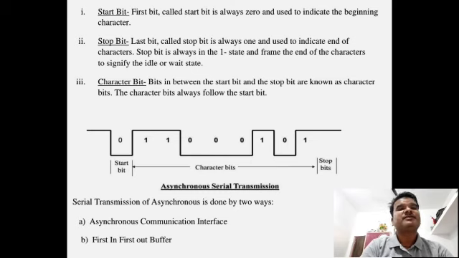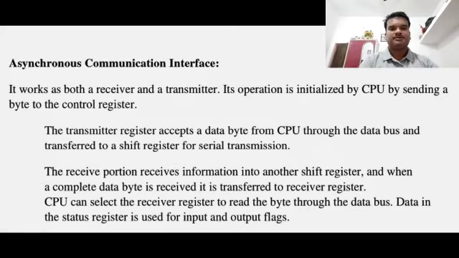Serial transmission of asynchronous data is done in two ways. First is the asynchronous communication interface and the second is the FIFO buffer, which means first in, first out buffer. The asynchronous communication interface works as both a receiver and a transmitter. Its operation is initiated by the CPU by sending a byte to the control register.